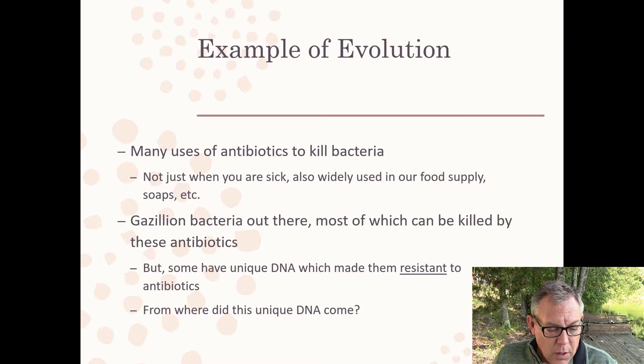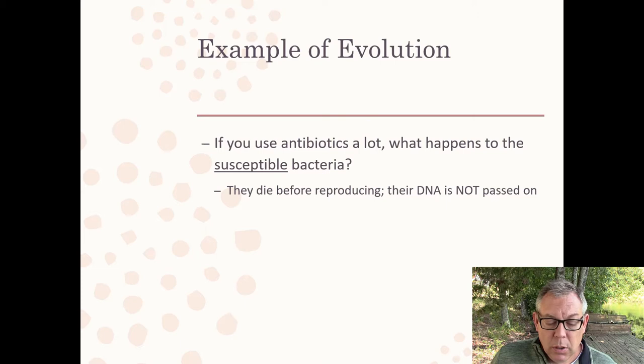And so if we use antibiotics a lot, which we do, what happens to susceptible bacteria, the ones that are not resistant? Well, of course, they die, right? That's the whole point of the antibiotics. So those that are easily killed by antibiotics do get killed by antibiotics, and their DNA does not get passed on. They don't have any offspring.